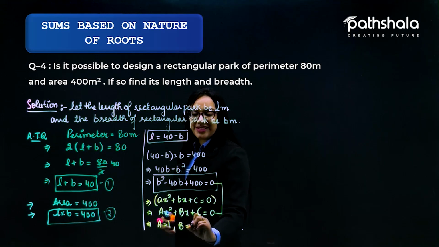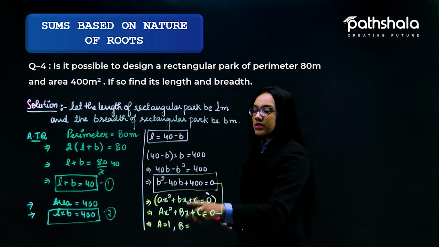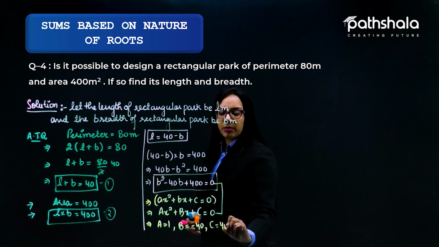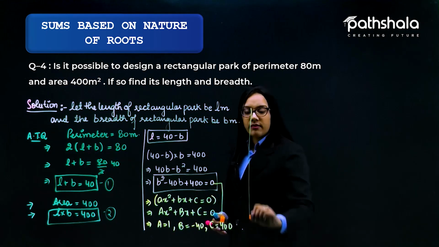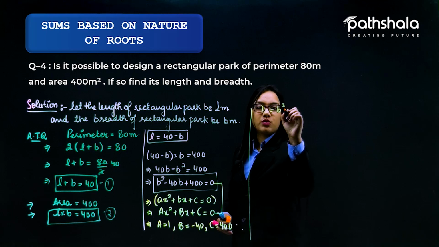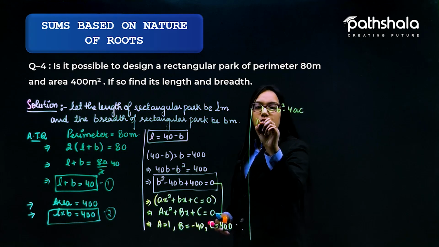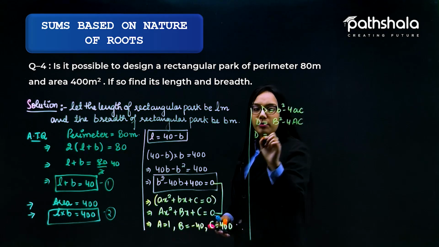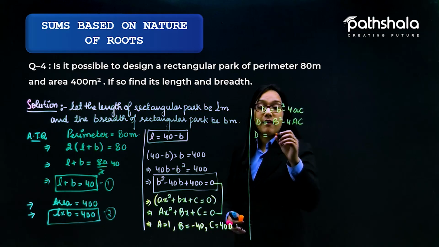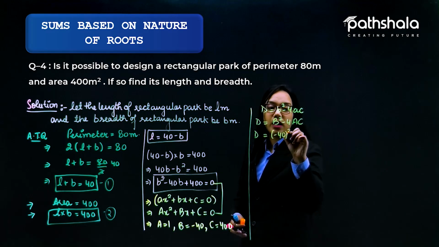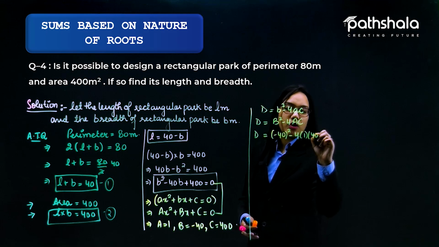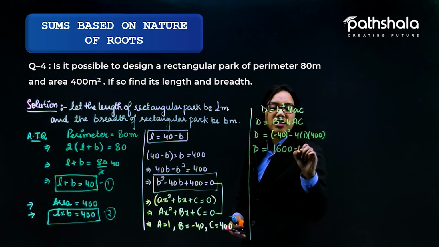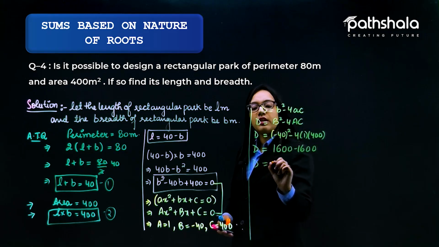Furthermore, capital B is nothing but minus 40 over here, and the capital C is nothing but 400 over here. So if I find the value of the discriminant, the discriminant would be B square minus 4AC. So D would be, taking the value of B as minus 40, (minus 40) square minus 4 times 1 times 400. So D is nothing but 1600 minus 1600. So hence D is equal to 0.